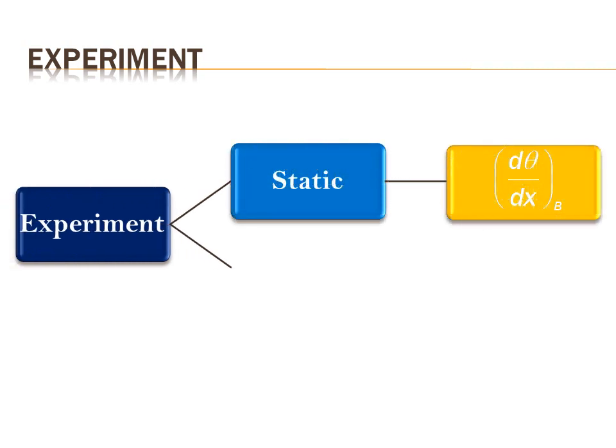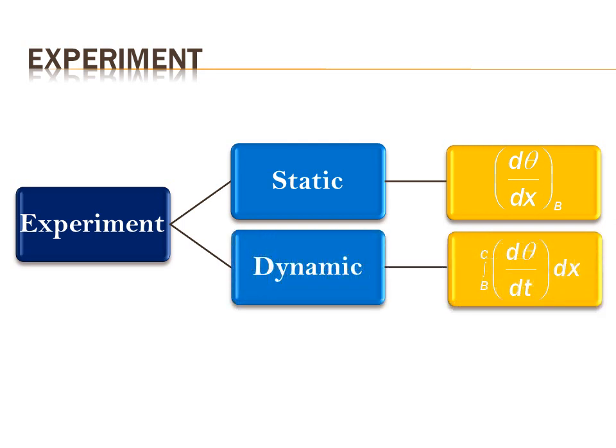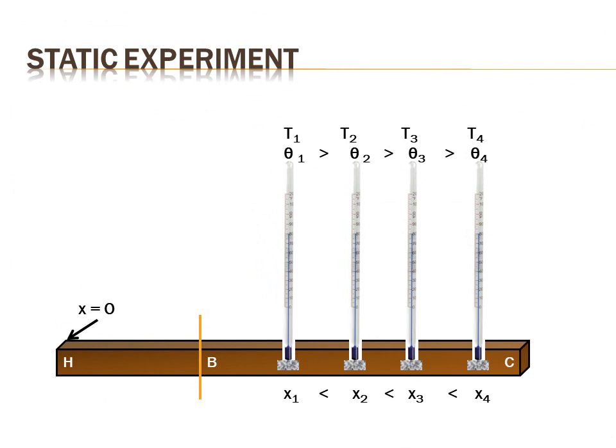We have a static part where we determine d theta by dx at B, and a dynamic part where we find the integral value of integral B to C d theta by dt dx. In order to perform the static experiment, the experimental setup is the same as was shown in the earlier slide. The rod is heated up for say 6 or 7 hours until the steady state is reached.